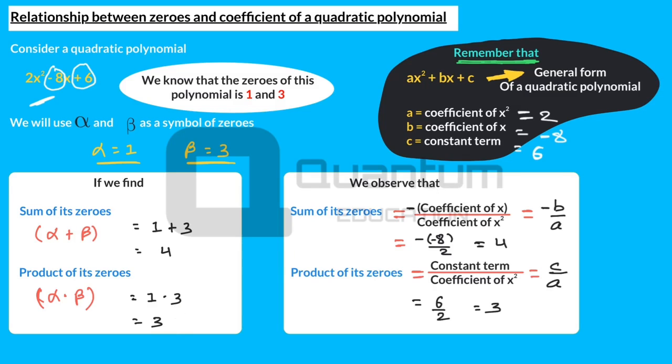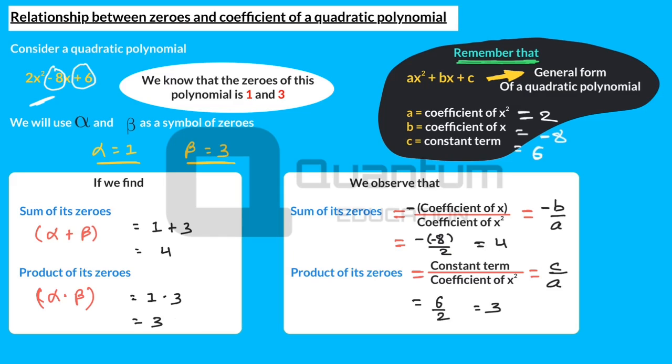So what we observe here is, for the sum of its zeros, if we divide minus the coefficient of x by the coefficient of x square, we get the minus sign as it is, the coefficient of x is minus 8, upon the coefficient of x square, which is 2. So minus of minus 8 upon 2, we have plus 8 upon 2, that means 4. As we can see, the sum of its zeros with the help of alpha plus beta we get 4, and similarly we get the same answer by using this formula.